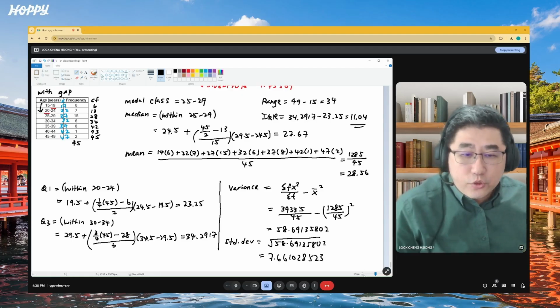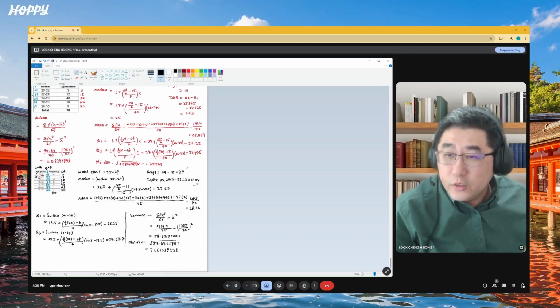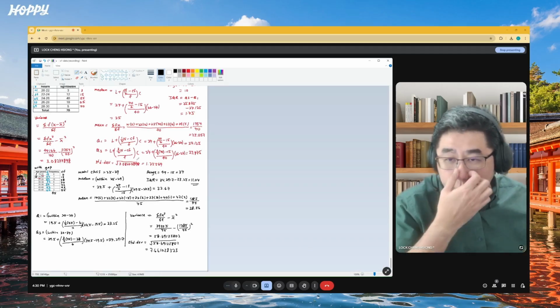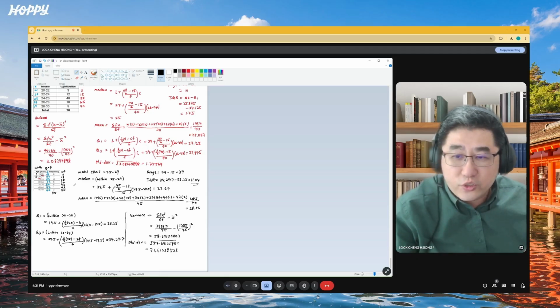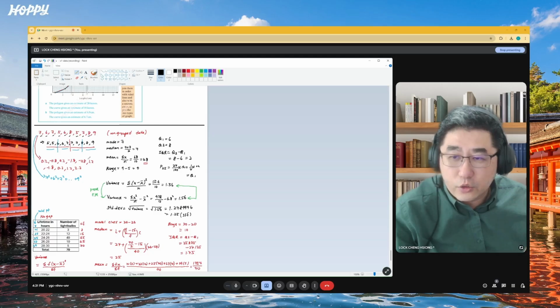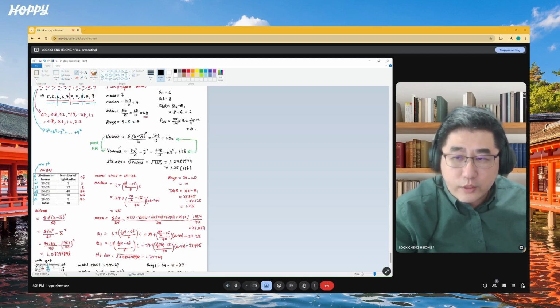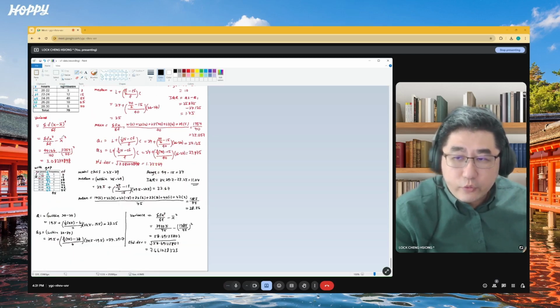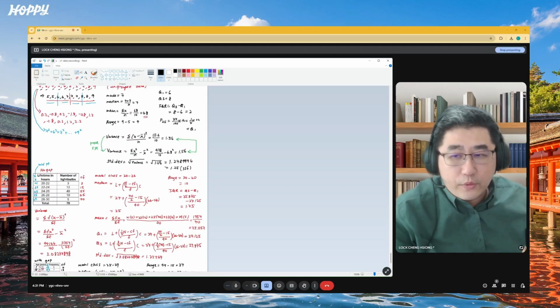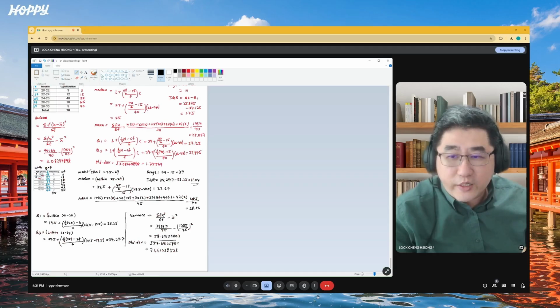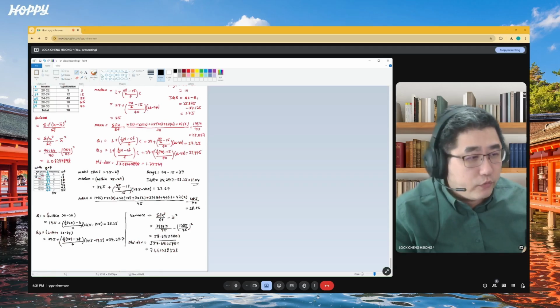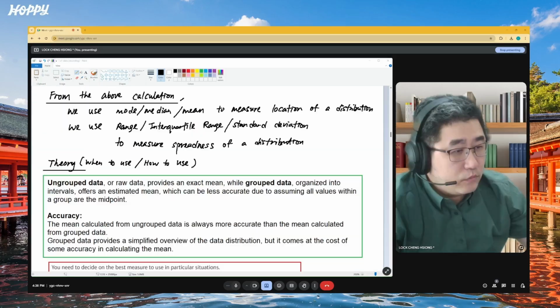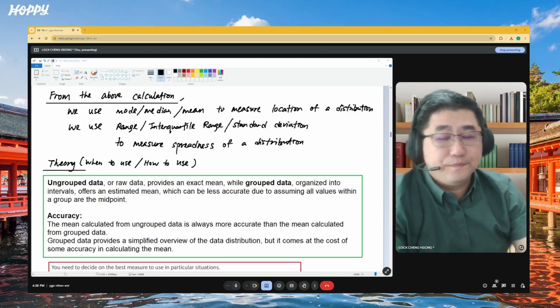So what you see from here are all calculations of summarizing data. When it comes to different types of data, we have a different way to do the calculation. Over here, you see three examples: the first is ungrouped data, the second is grouped data with no gap, and the third is grouped data with gap. Try to practice and identify all the formulas.